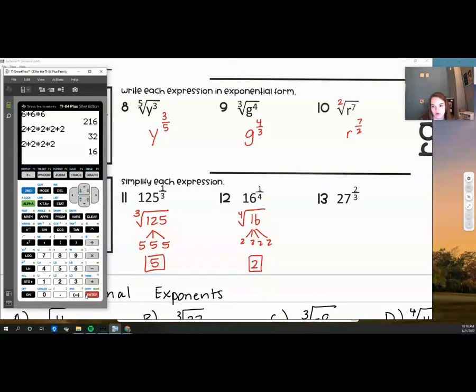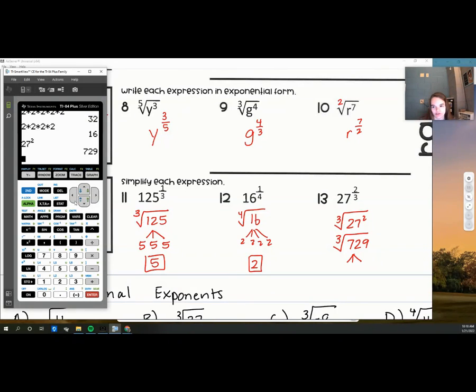And the last one before we move back on to the notes page, we've got 3, the cube root of 27 squared. So this one's a little extra. We have to actually do 27 squared first, and we get 729. So it's the cube root of 729, meaning what number multiplied by itself 3 times is 729.